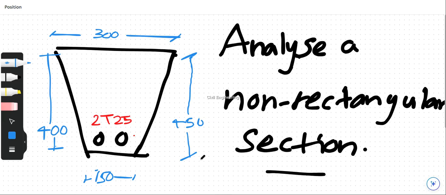In this video, I will discuss how to analyze a non-rectangular section. In my previous video, I discussed how to analyze a rectangular section, and rather than that, I will discuss how to analyze a non-rectangular section in this video. Okay, this is the section I selected.